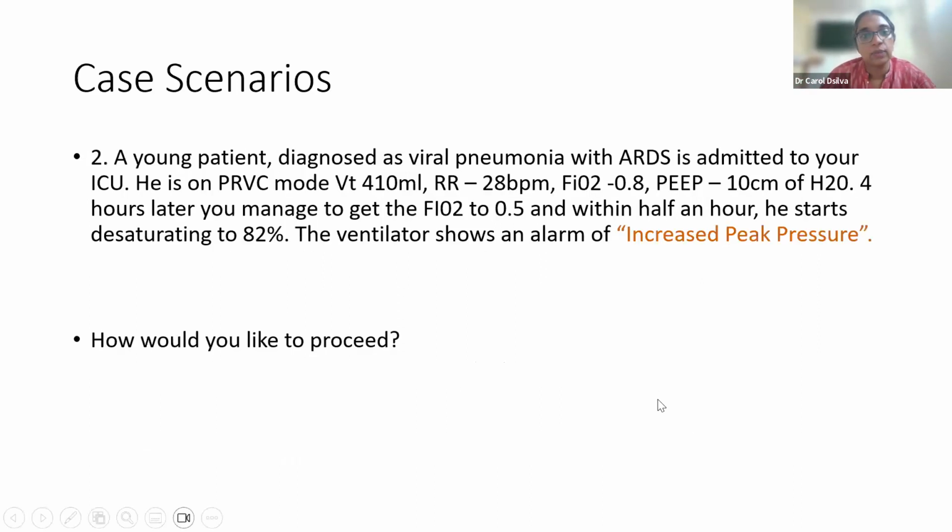Coming to the next one. Okay, this is a relatively easy one. So there's a young patient who was diagnosed as viral pneumonia with ARDS and admitted in your ICU.